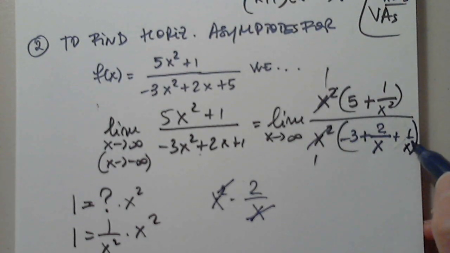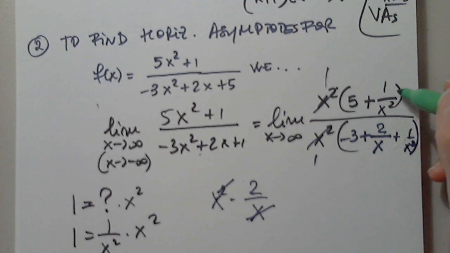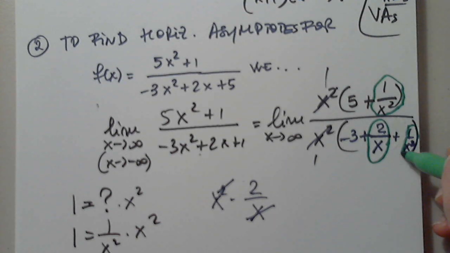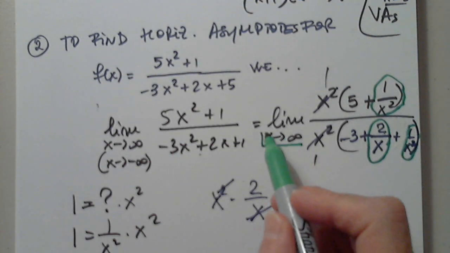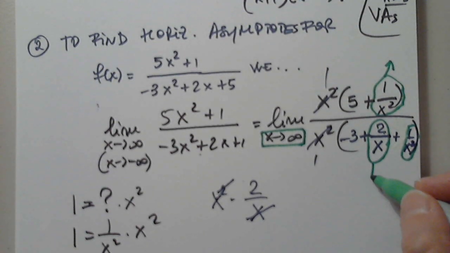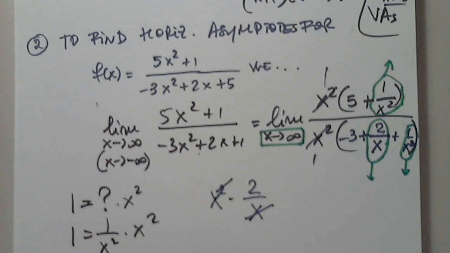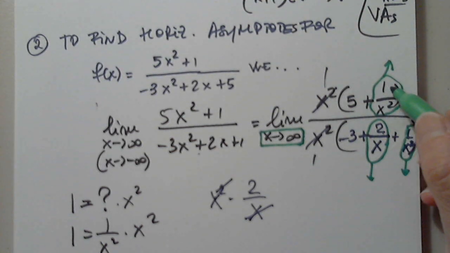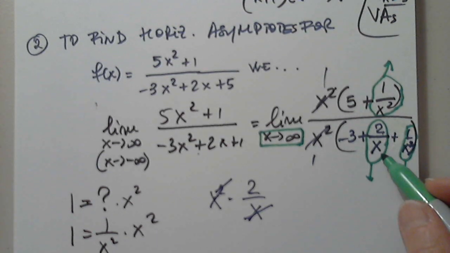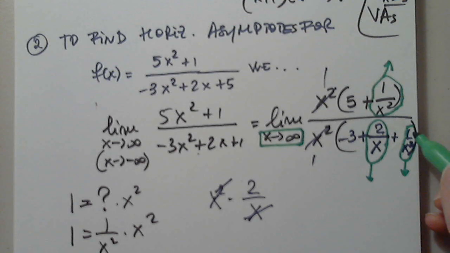So you said 1 over x squared. Awesome. And now we have to identify where these are going. This, this, and this. Where is this going? Where is this going? Where is this going? Infinity. 1 over infinity. 2 over infinity. 1 over infinity.